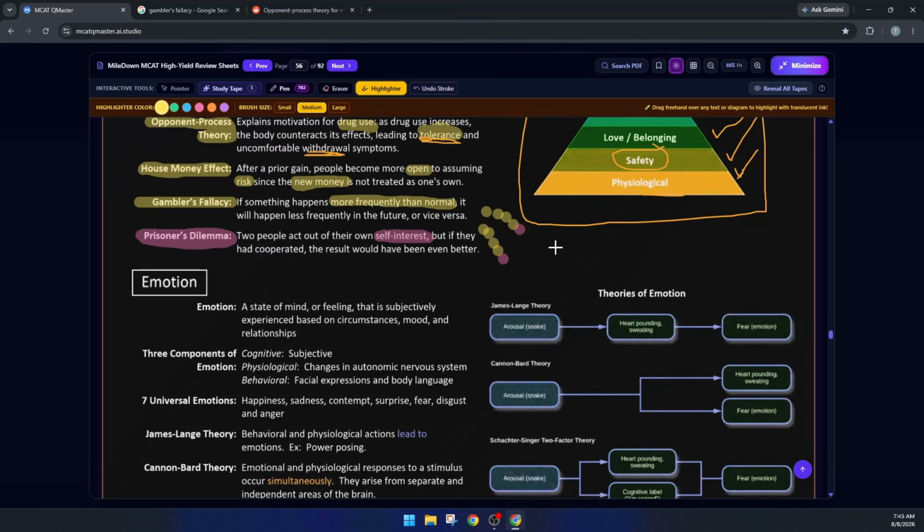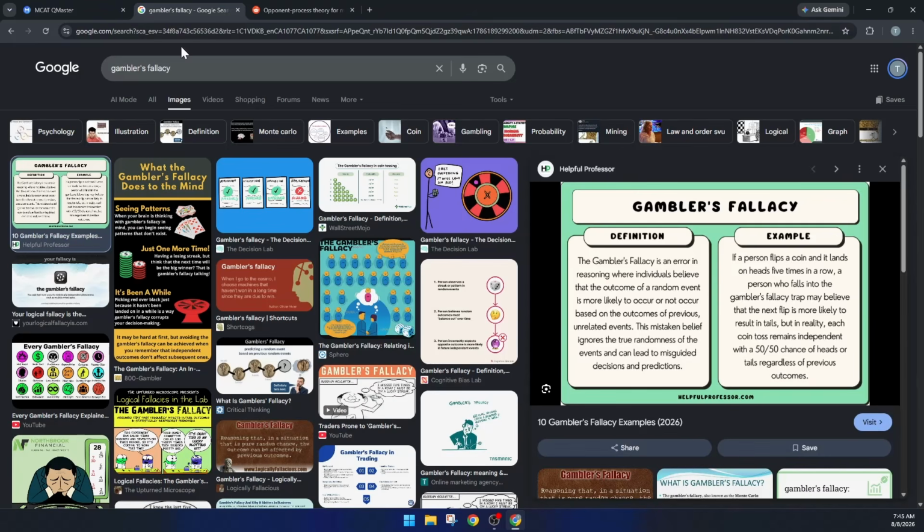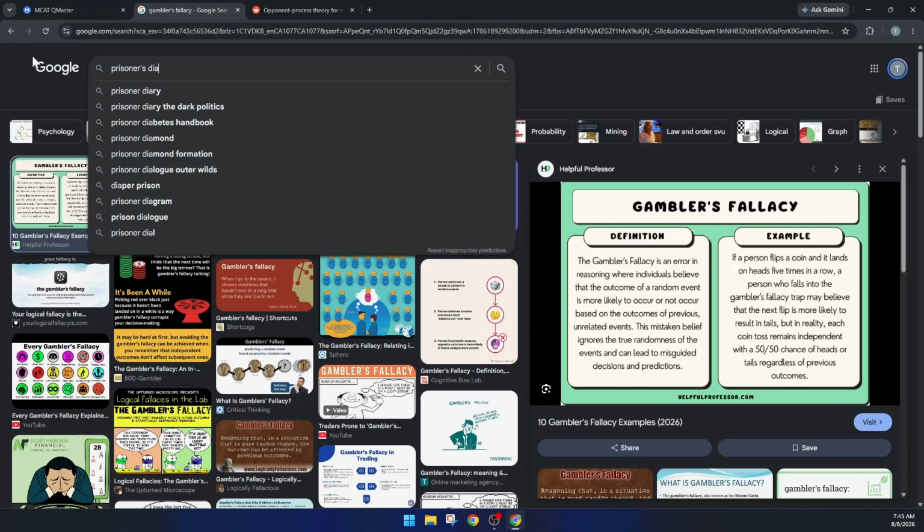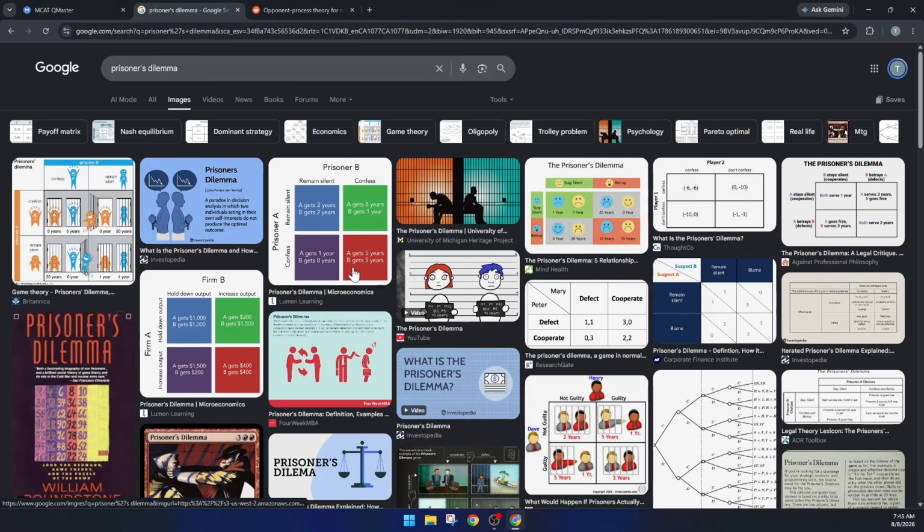Now, in our everyday world, it makes sense. But in a prisoner's dilemma, this is what happens. People act out of their own self-interest, even if the result would have been better if they cooperated. Let me show you. All right.